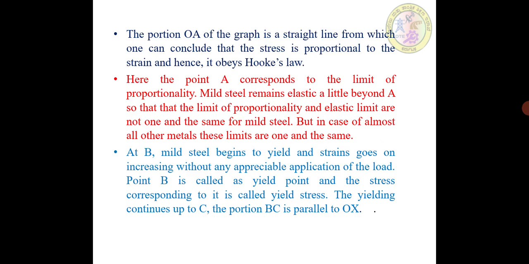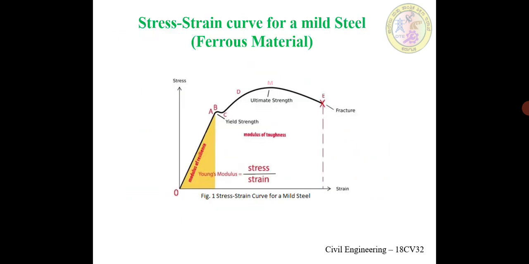Now, coming back to the graph, the portion OA of the graph is a straight line from which one can conclude that the stress is proportional to the strain and hence it obeys Hooke's law. Here the point A corresponds to the limit of proportionality. Mild steel remains elastic a little beyond A, so the limit of proportionality and elastic limit are not one and the same for mild steel, but in case of almost all other metals, these limits are one and the same.